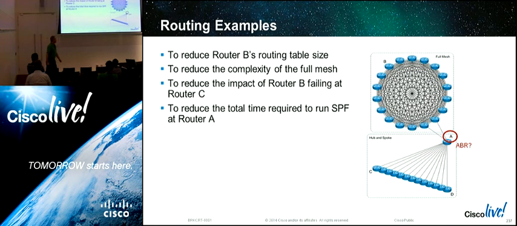Would you do that to reduce the routing table size at router B up at the top? Would you do that to reduce the complexity of the mesh at the top? Would you put it there to reduce the impact of a failure that occurs at the router B at top from affecting router C at the bottom? Or would you put an ABR there to reduce the total SPF runtime at point A? Anybody take a guess?